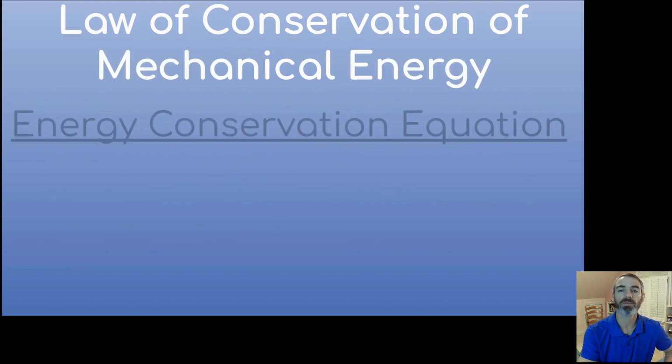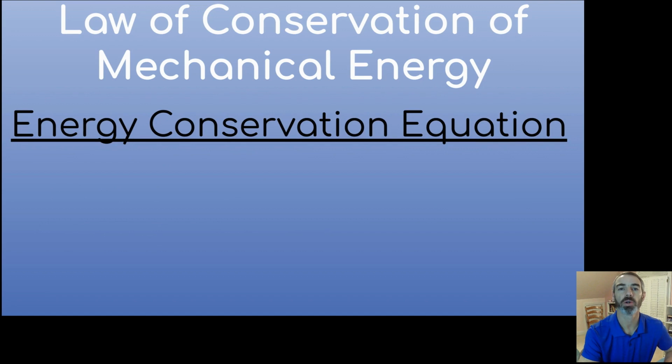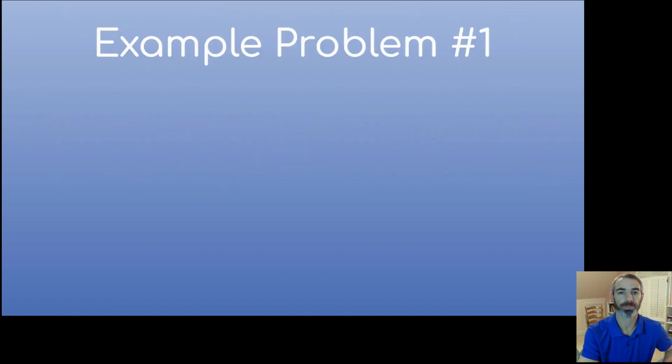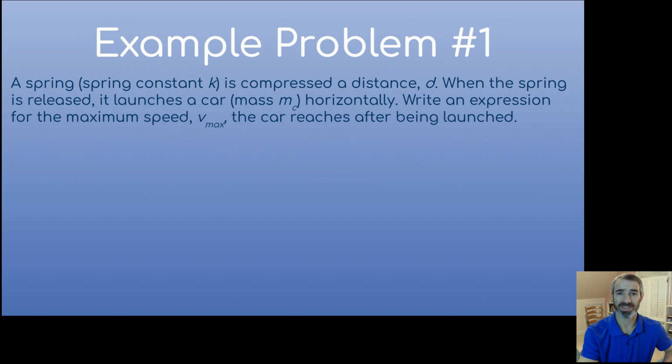Now, the law of conservation of mechanical energy, we've seen this equation in the previous video. The energy conservation equation is all the mechanical energies, kinetic plus potential, plus or minus work, is equal to the kinetic plus potentials in the final situation. So remember, you're going to have an initial situation and a final situation, and the work that's done could be transferred in or out. That's the amount of energy transferred into our system. Let's look at an example.